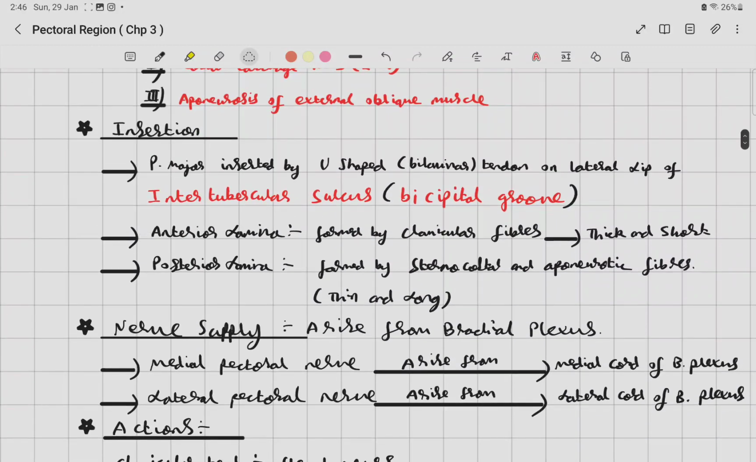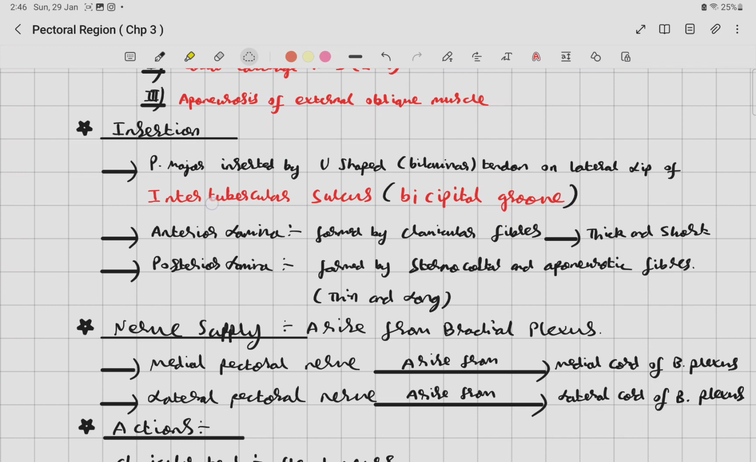The anterior lamina of this U-shaped bilaminar tendon is formed by the clavicular fibers, and it is thick and short. The posterior lamina of this bilaminar tendon is formed by the sternocostal and aponeurotic fibers, and it is thin and long.